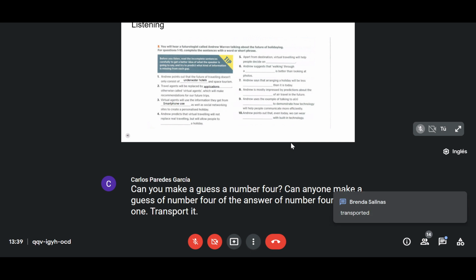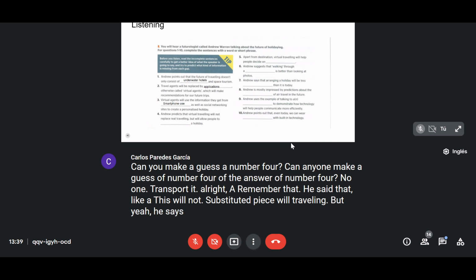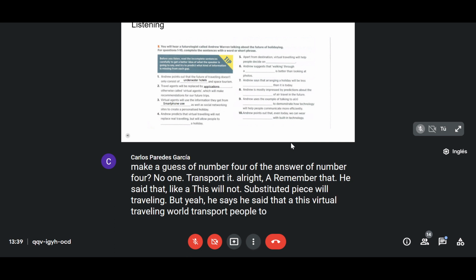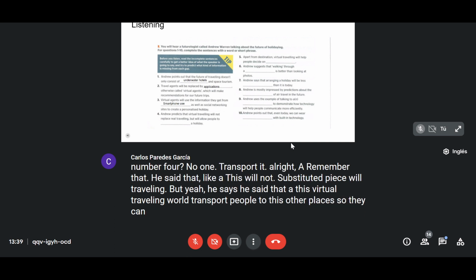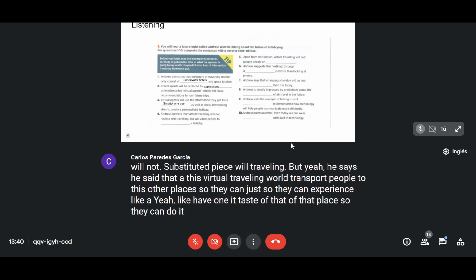Transported. All right. Remember that he said this will not substitute this real traveling, but yeah, he said that this virtual traveling will transport people to these other places, so they can experience, like, have one taste of that place, so they can do it in real life next.